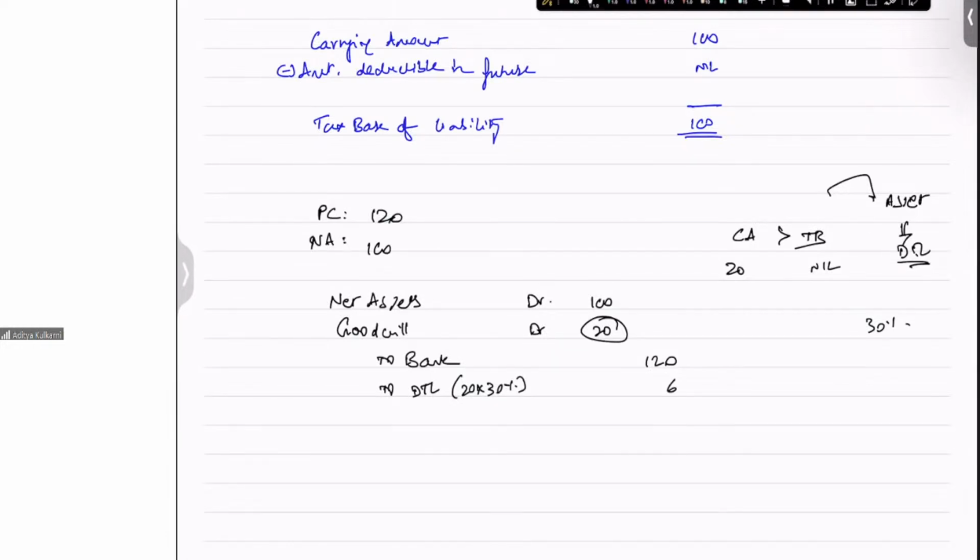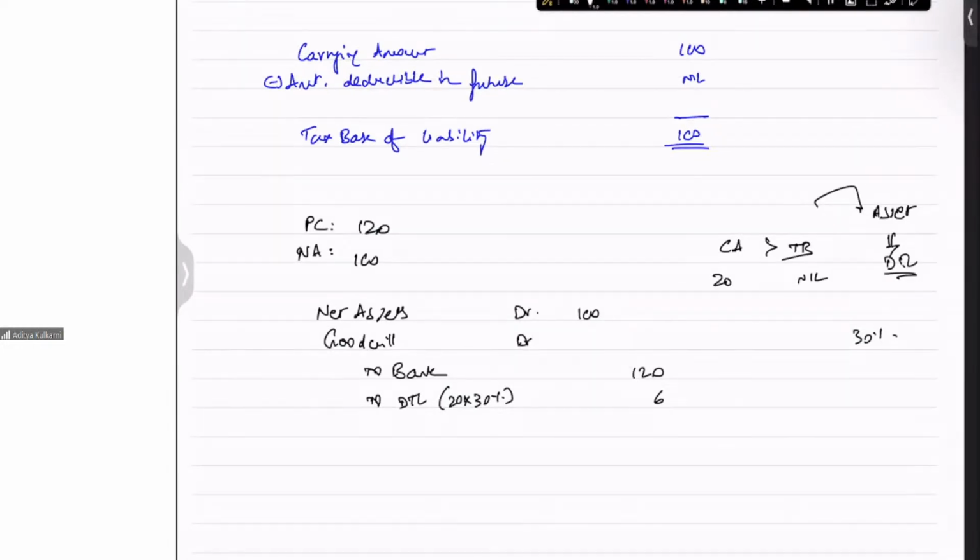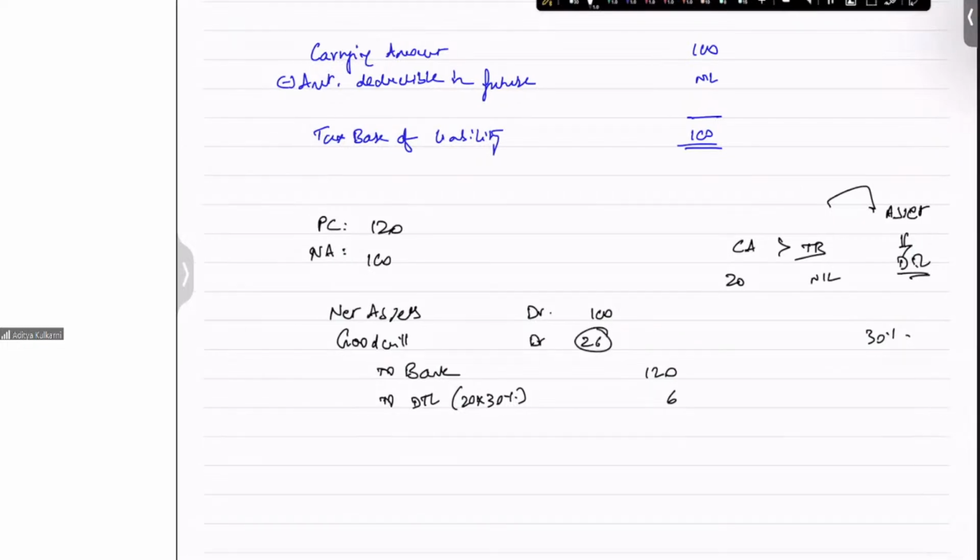If this becomes 6, what is going to happen? The goodwill will become 26. But now, if it is 26, you will again make a change: 26 into 0.3 moves on to become 7.8. Then the goodwill will become 27.8. Then you again move further and calculate 30%, which becomes 8.34, plus 27.8.